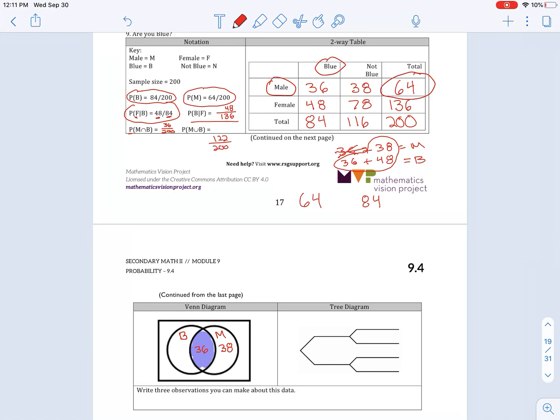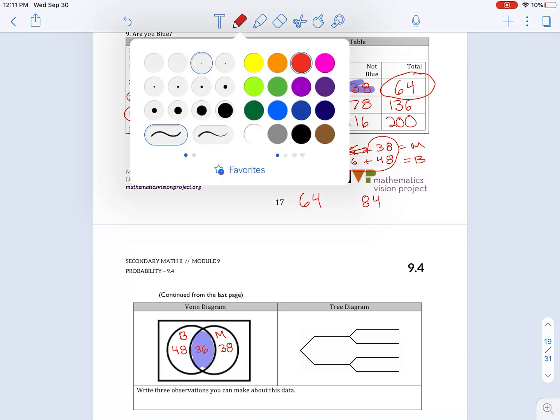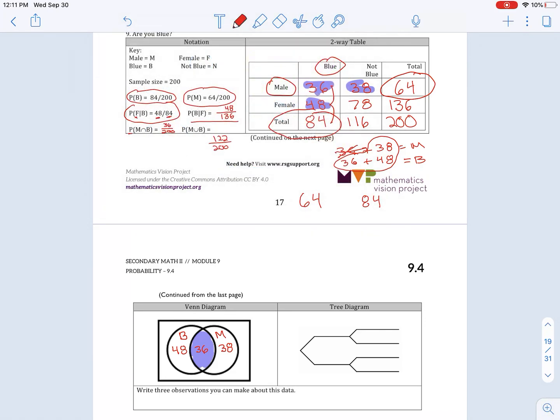Now I'd look at my blue circle. My total for blue should be 84, but I only have 36 in there. So I need how many more? I need 48. And I'm grabbing these numbers from the table. 36 plus 48 is 84. And now I've represented, remember, 3 of the numbers, 48, 36, and 38. The fourth number goes in the corner.